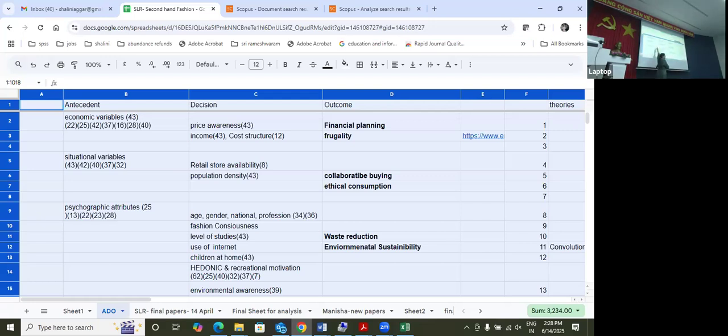So this is the main heading. That is the economic variable. Price awareness, income, cost structure.